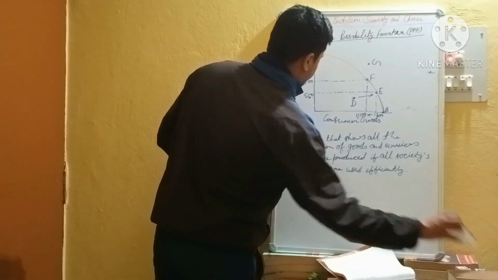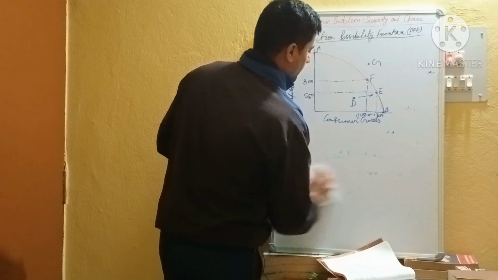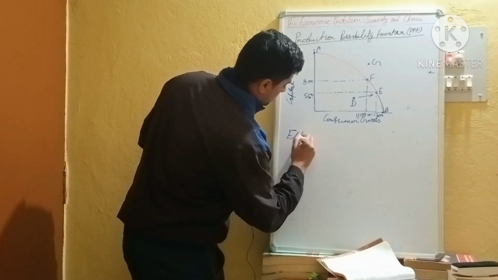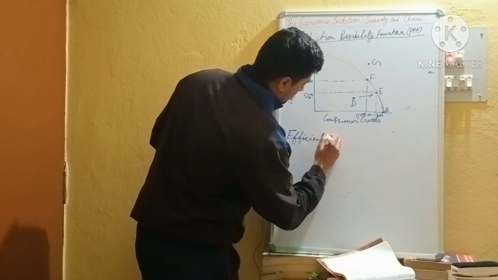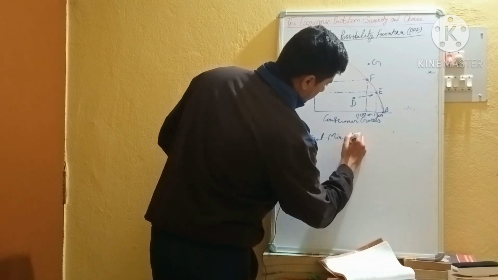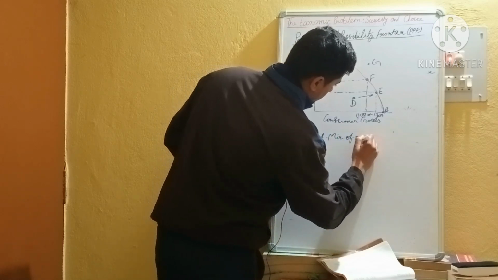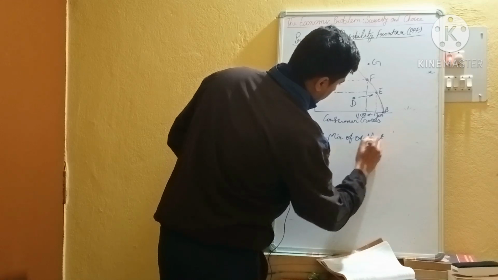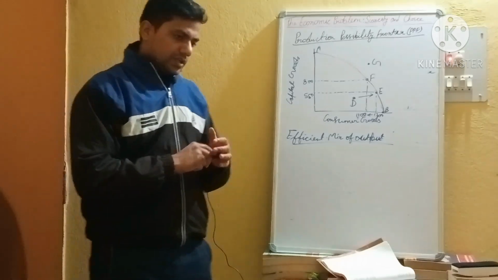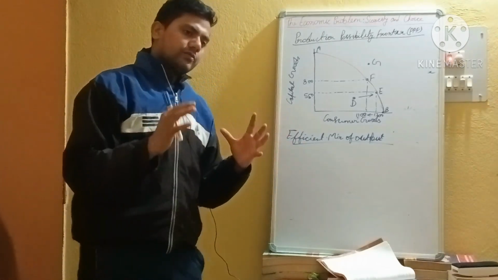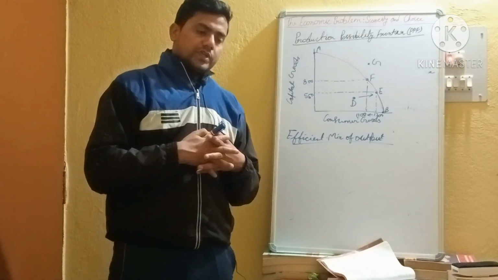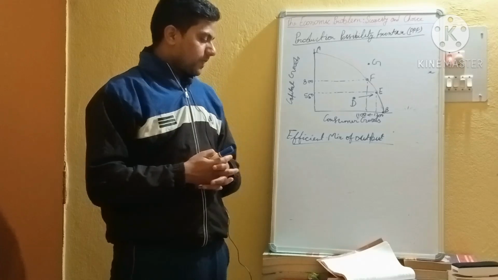So here I can write down efficient mix of output. It means we need to choose the combination of goods and services, meaning capital goods and consumer goods, so that those combinations are desirable.